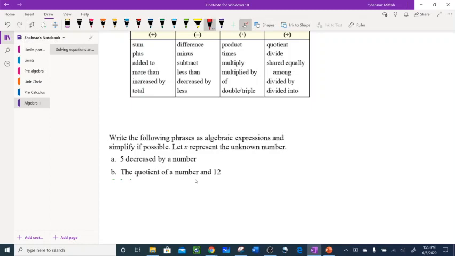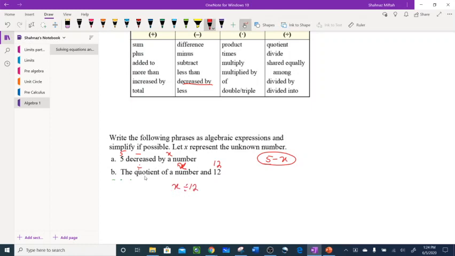What does decreased by mean? It means subtraction, and you can tell right there. You see that this is decreased by. So how do I translate this? 5 decreased by a number like x. The operation goes in the middle, between the two terms. Look, the quotient of a number and 12. The operation, like addition, subtraction, multiplication, or division, goes between the two terms. So I can say x divided by 12.